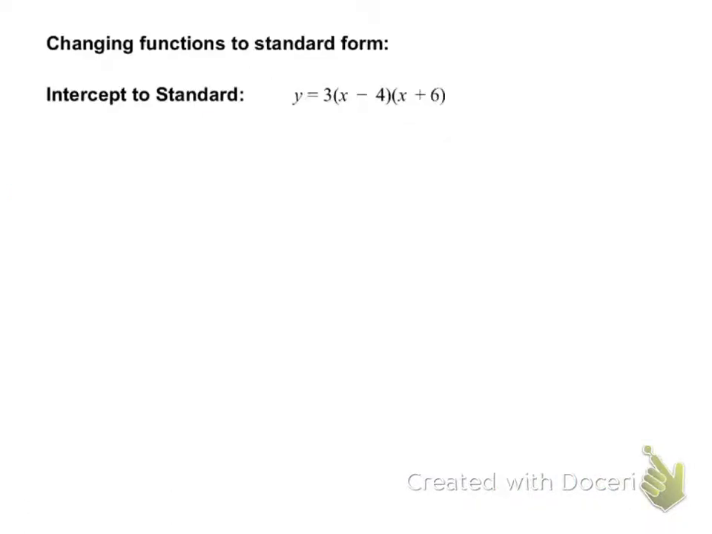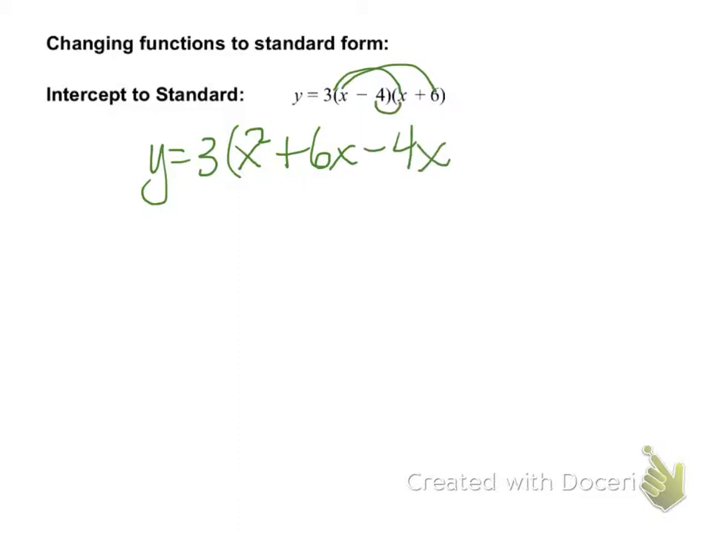And the last thing we have to do is basically changing functions into standard form. And this is hopefully a refresher in just basically algebraic manipulation. So the first thing we're going to do, we're going to keep the y equals 3, and we're going to multiply these two binomials together. And you might have been introduced to this as foiling. So we're going to take the x times the x. We have to multiply everything in the first parentheses times everything in the second parentheses. So x times x gives us x squared. And then the x times the 6 is 6x. And then negative 4 times x is negative 4x. And negative 4 times 6 is negative 24.